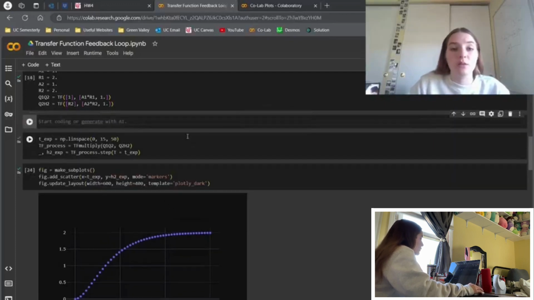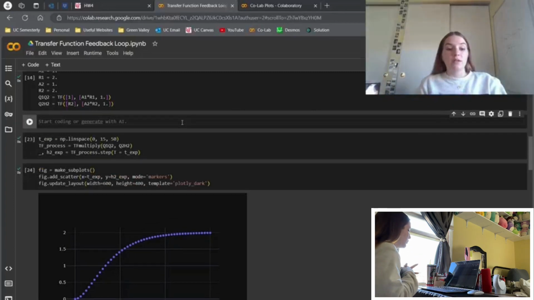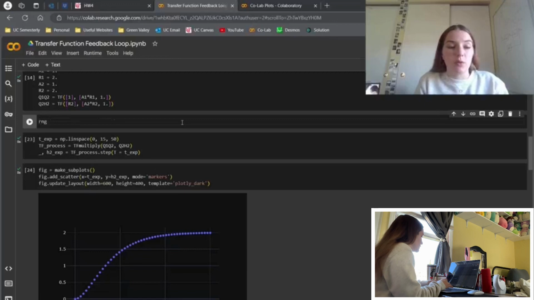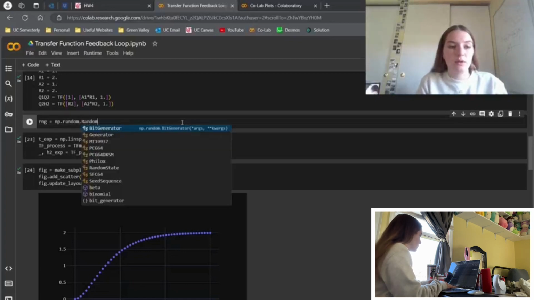So we're going to use a random number generator to create data points that are focused around where our data points are now, but that give them a little bit of non-uniformity. So we're going to use our random number generator. We're going to set that equal to np.random.RandomState, I believe.